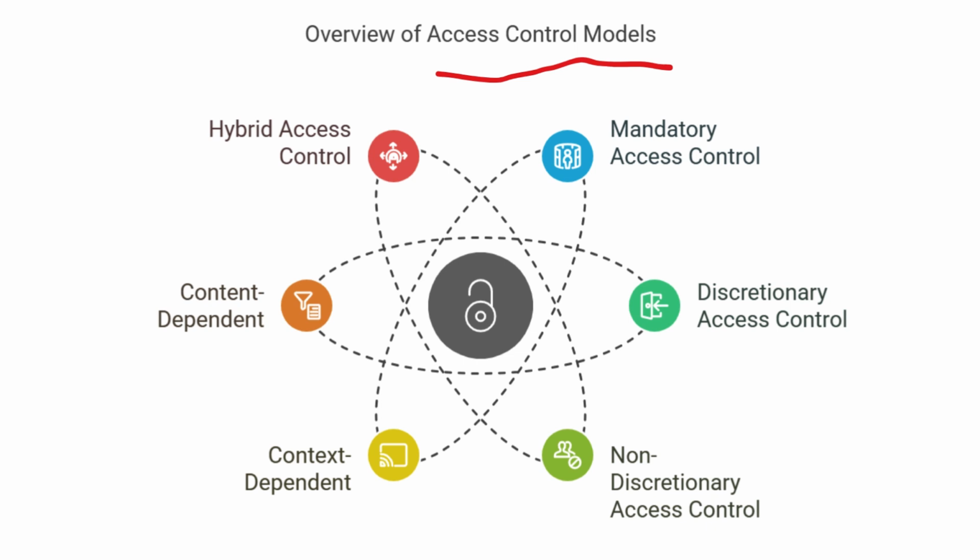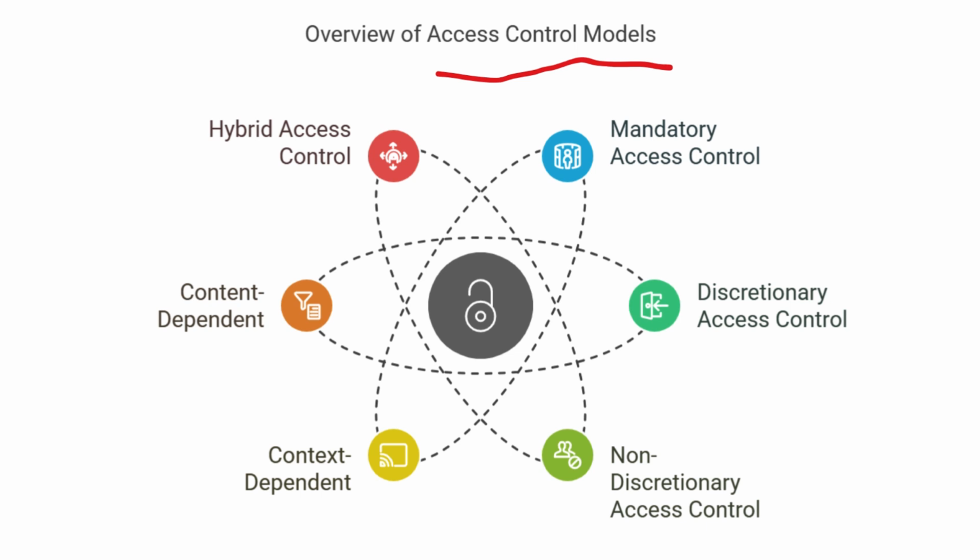Not everyone should have the same level of access to sensitive information. But how do you decide who gets access and how do you enforce it? This is where access control models come into play. These models define the rules and structures that determine who is allowed to access certain resources and under what conditions.